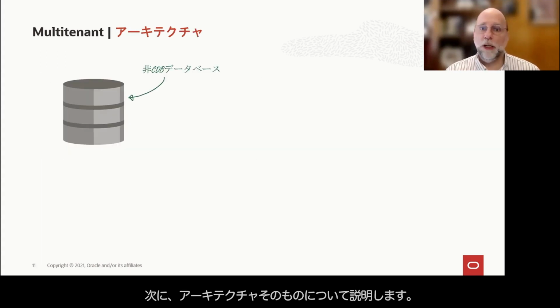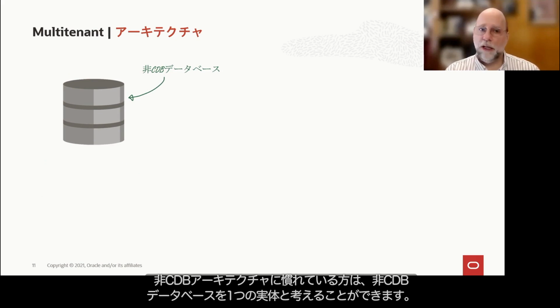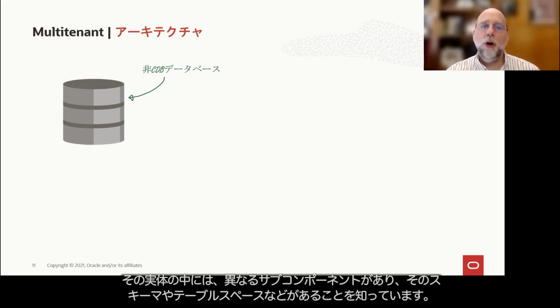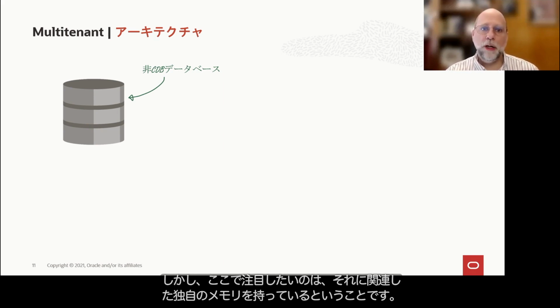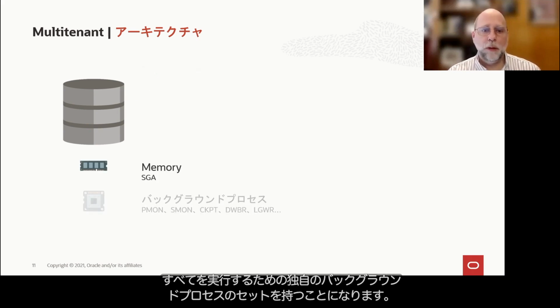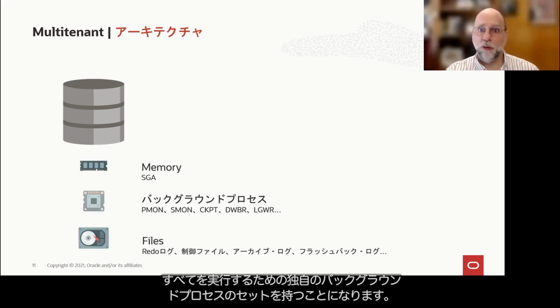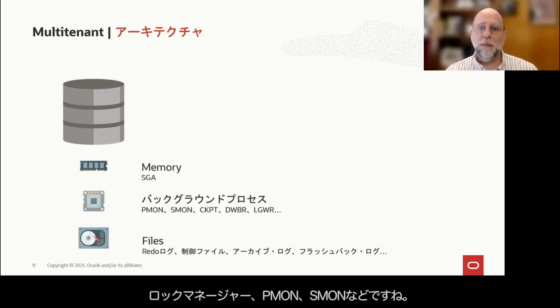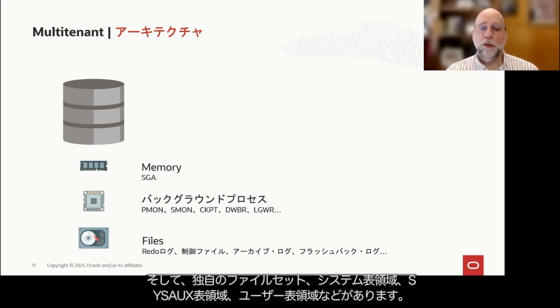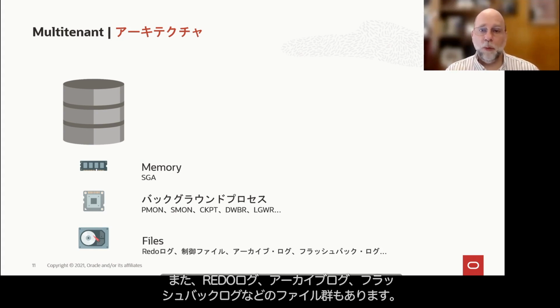Now let's talk about the architecture itself. If you're used to the non-CDB architecture, you can think of a non-CDB database as a single entity. Now, we know that within that entity, there are different subcomponents. There's schemas, there's table spaces, and so on. But what we're going to focus on here is that it will have its own memory associated with it. It will have its own set of background processes to run everything, your lock manager, your PMON, SMON, and so on. And then it will have its own set of files, your system and sysaux table spaces, your user table spaces, and so on. It will also have a set of redo logs, archive logs, flashback logs, and so on.